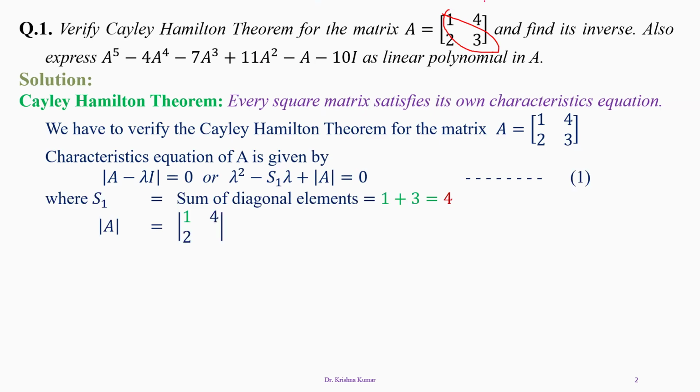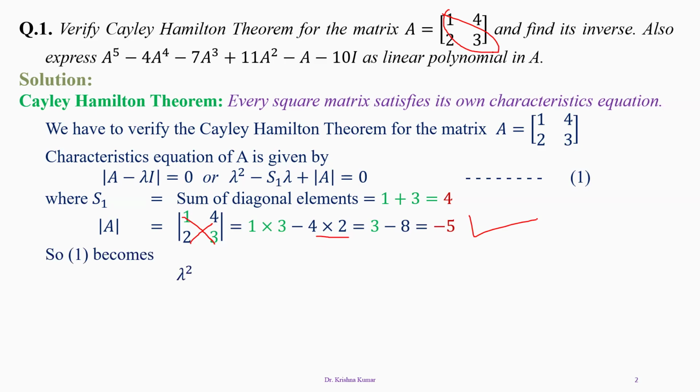The determinant of A is the determinant of [1, 4; 2, 3]. So 1 times 3 is 3, minus 4 times 2, which is 8. So 3 minus 8 is equal to -5. If we substitute all these values in equation number 1, we have λ² - 4λ - 5 = 0. This is the characteristic equation of the given matrix.